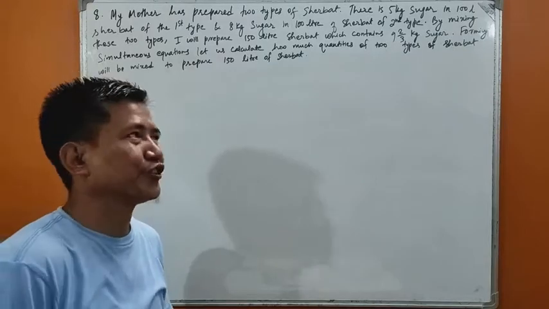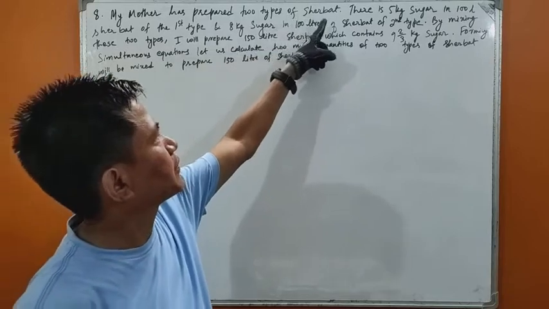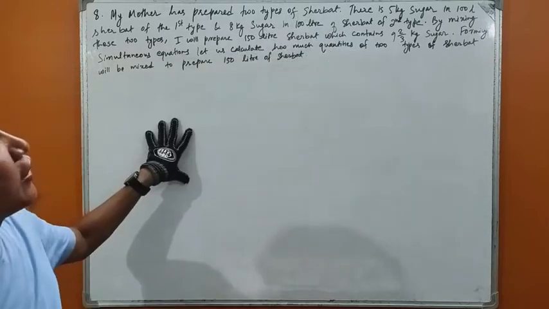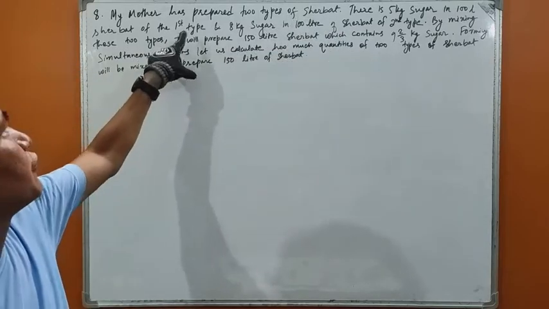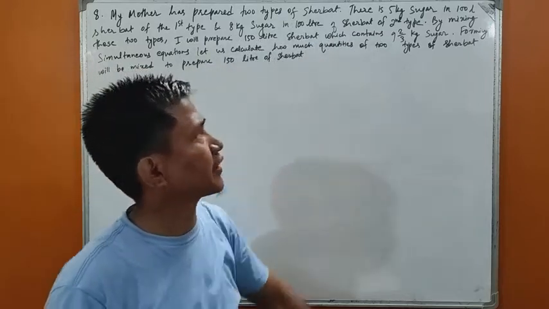Okay, now let us do question number 8. My mother has prepared 2 types of sarbat. There is 5 kg sugar in 100 liters of sarbat of the first type and 8 kg sugar in 100 liters of sarbat of the second type.